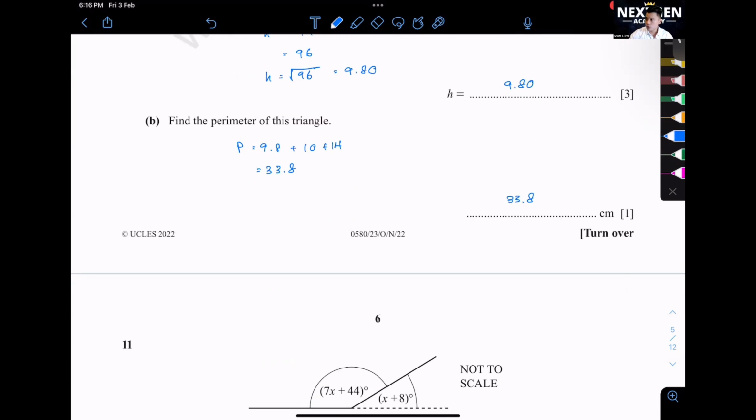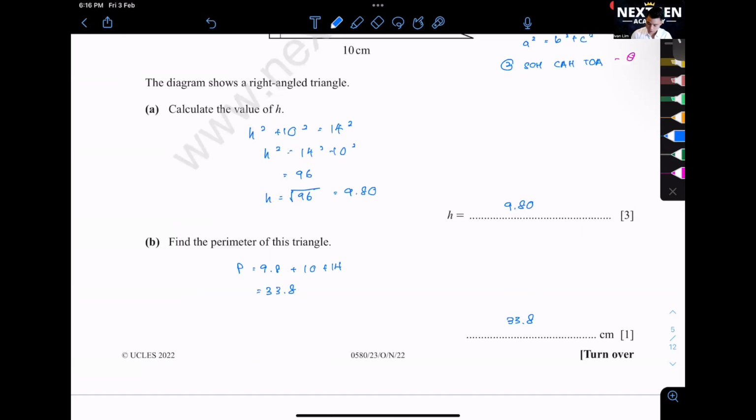You thought it is square root 296? How did you get square root 296? It should be 14 squared minus 10 squared, not plus 10 squared.